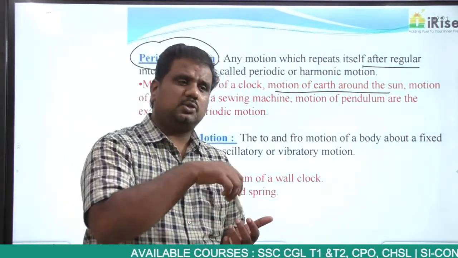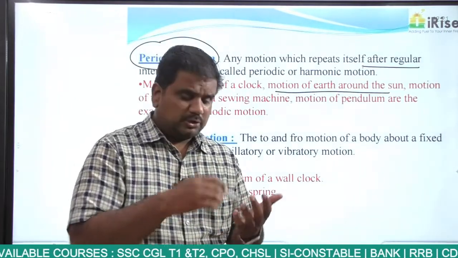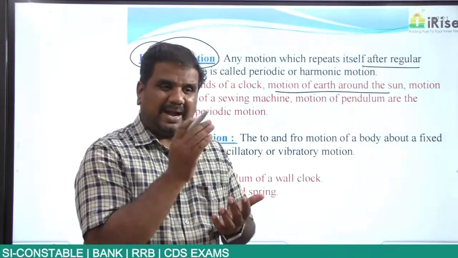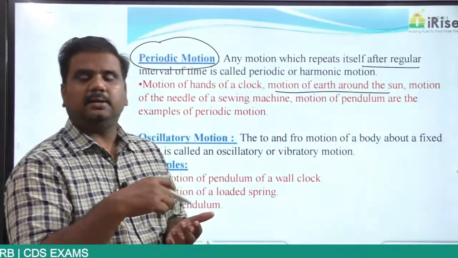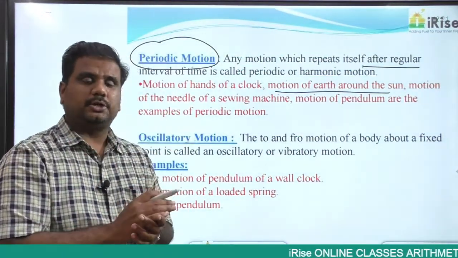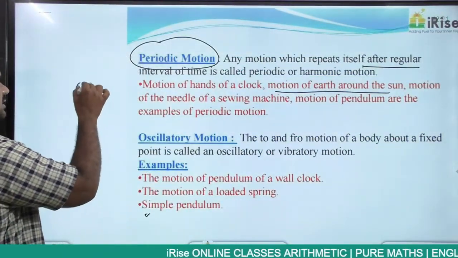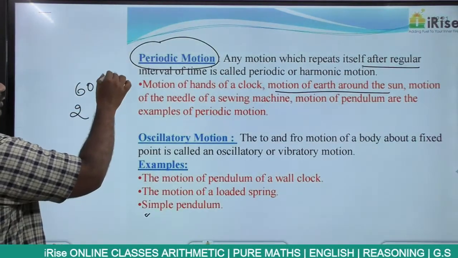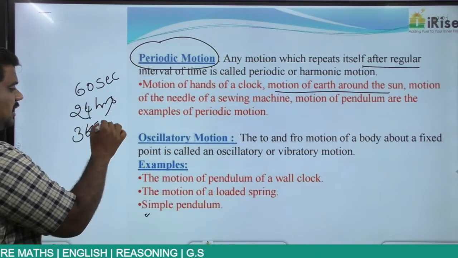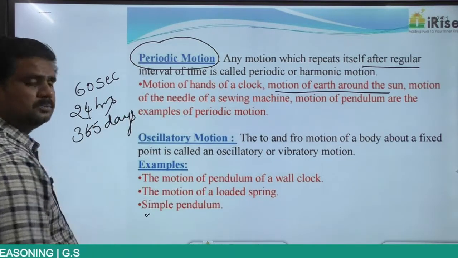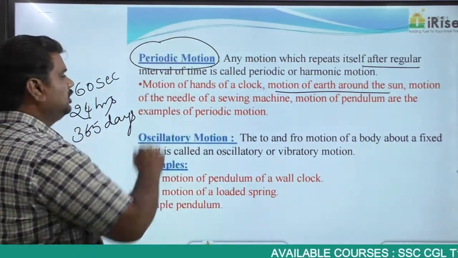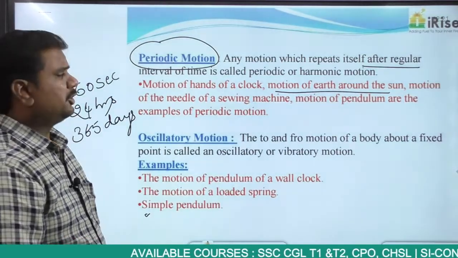The Moon takes 24 hours to complete one rotation on its own axis. So this particular period of 365 days, or 24 hours, or the seconds hand in your watch, which takes around 60 seconds to complete one rotation. This value of 60 seconds, or 24 hours, or 365 days is a fixed value. A motion which repeats after regular intervals is what you call periodic motion.